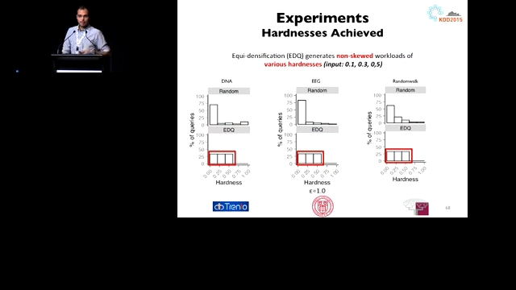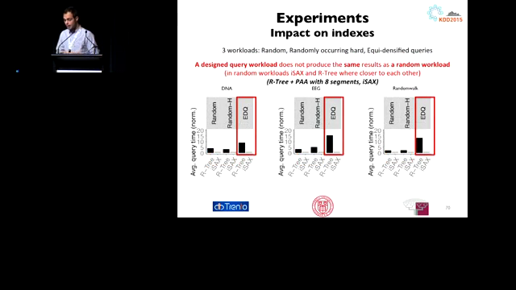And then the next experiment was to see that our workloads actually had the hardnesses that we intended for them to have. We were able to generate non-skewed workloads. For example, the input here was to generate an equal number of queries of 0.1, 0.3, 0.5 hardness. And our histograms are flat, which means that we actually managed that. Also, as we compare this to some random workloads, we can see that these workloads are skewed toward easy queries.